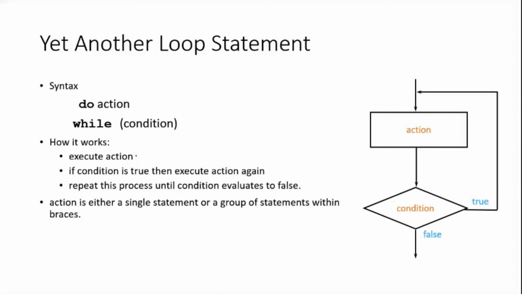So we execute the action in the case of a do-while loop. Then if the condition is true, we execute the action again. If it is false, then we stop executing that particular action. Then repeat this process until this condition evaluates to false. The action is either a single statement or a group of statements within braces. So this action can be either a single statement or a number of different statements.